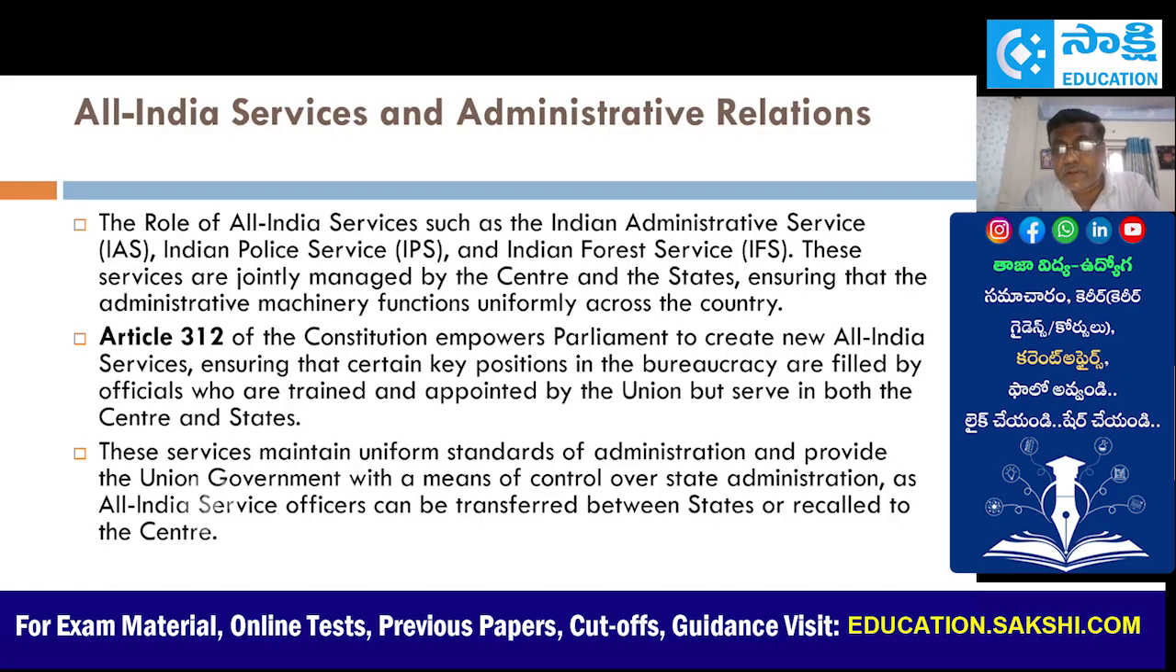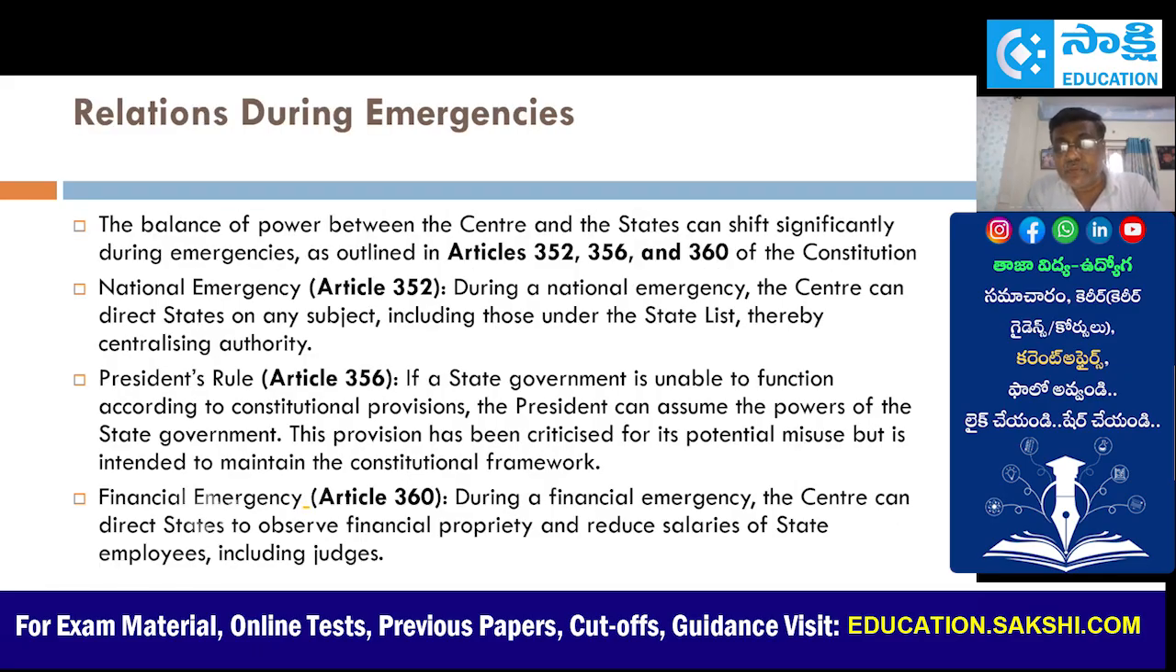And the relation during emergencies: the balance of power between the Union and state governments can shift significantly during emergencies, as outlined in Articles 352, 356, and 360 of the Constitution. For example, if the central government announces a national emergency in the country, as we saw in the 1970s, the central government can direct the state governments on any subject, including those under the State List. State governments have powers over matters in the State List, but in times of emergency the central government can direct them on any subject, thereby centralizing authority.